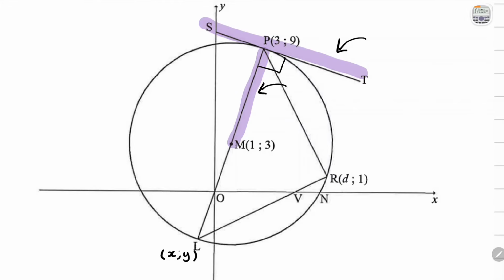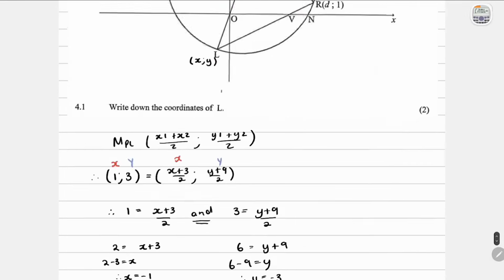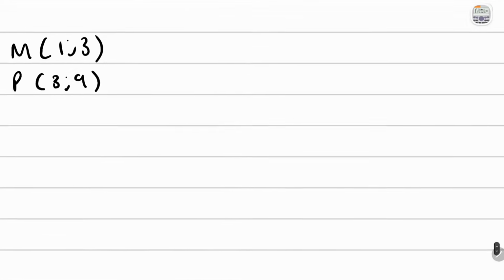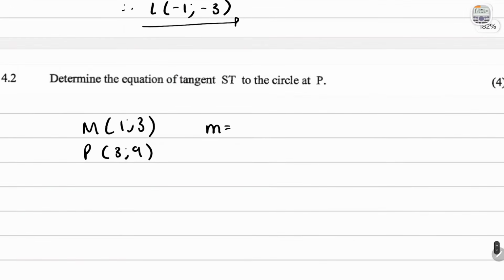So we're going to take those 2 points and find the gradient. So M is just (1, 3) like we saw, and P is (3, 9). Let's find the gradient. I don't think we really need the formula; we already wrote it down before.